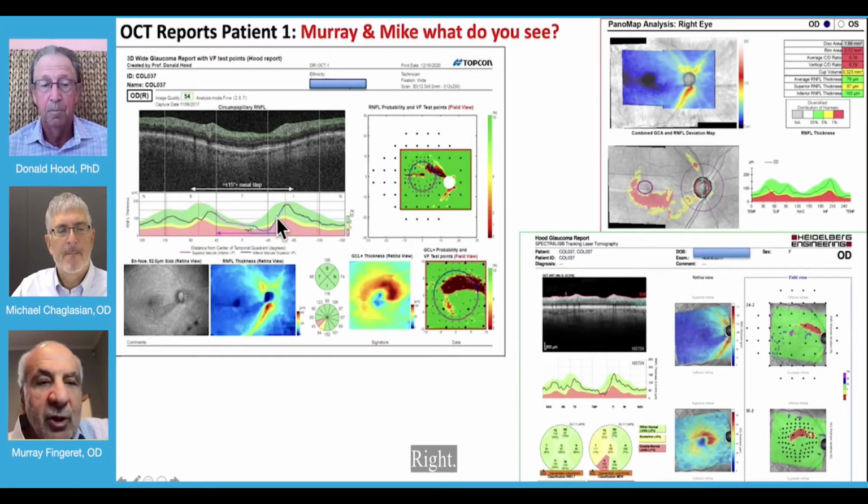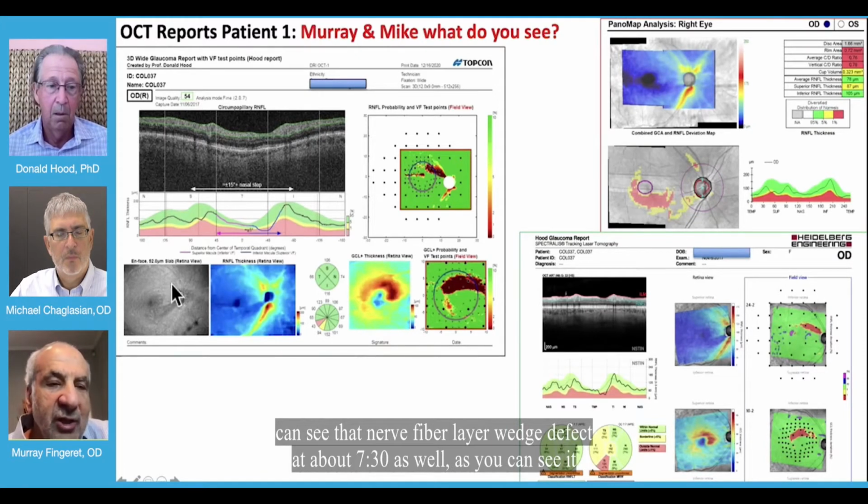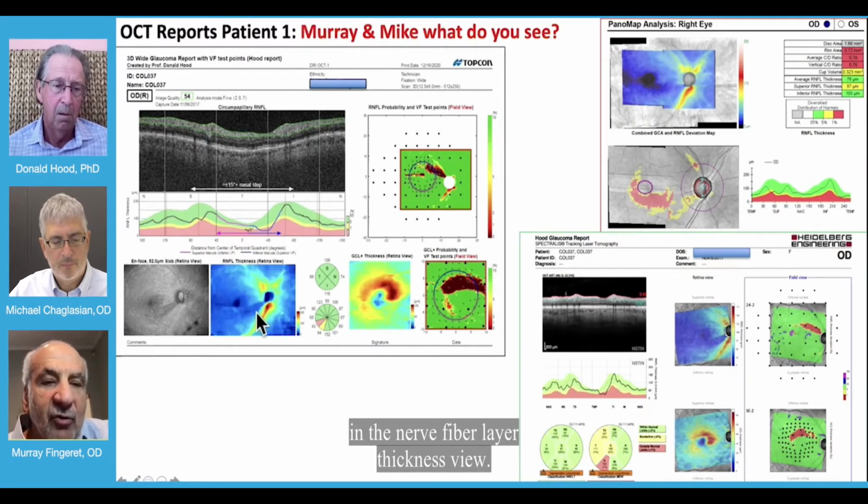Right. And then on the Topcon report, it also gives you the en face image, where you can see that nerve fiber layer wedge defect at about 7 to 7:30, as well as you can see it in the nerve fiber layer thickness view.